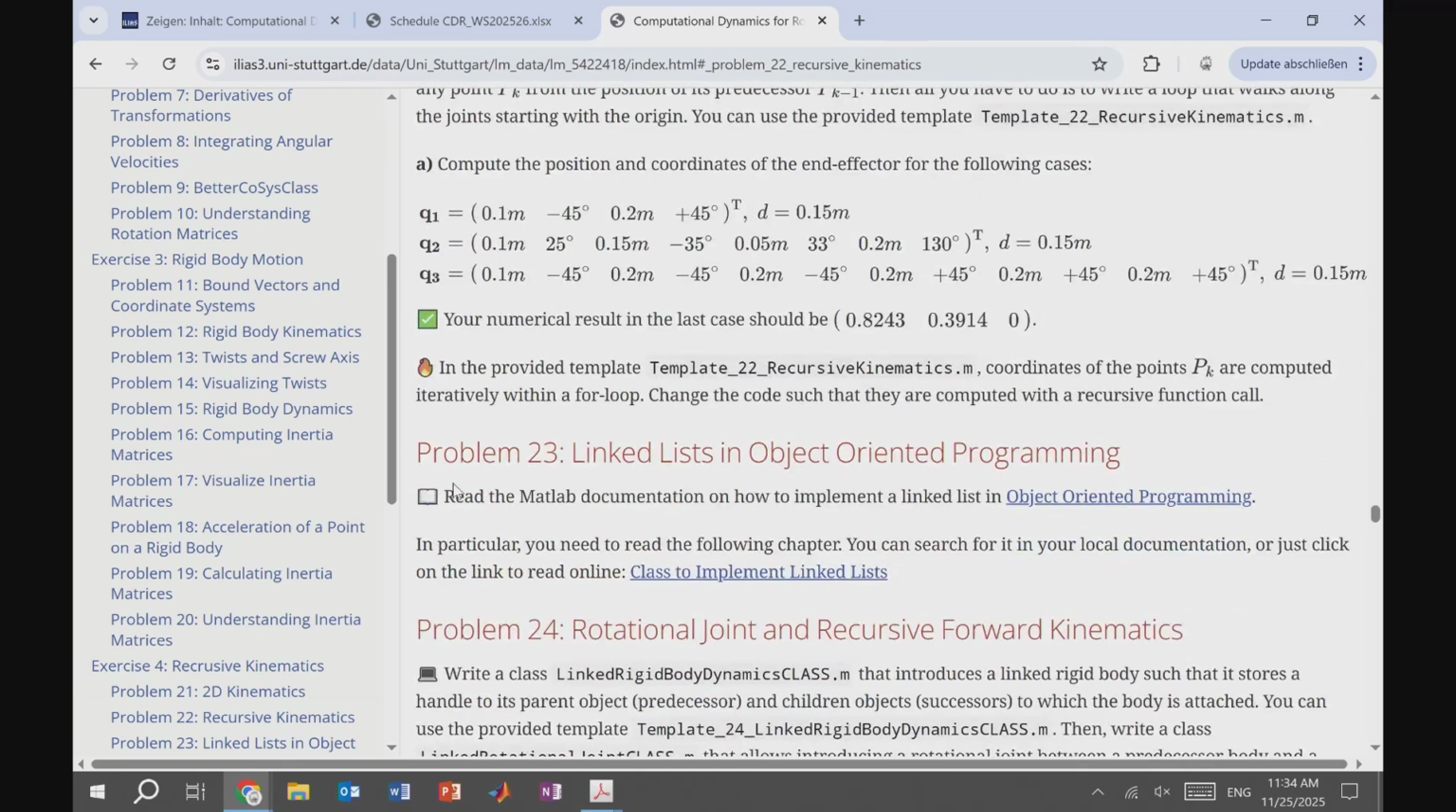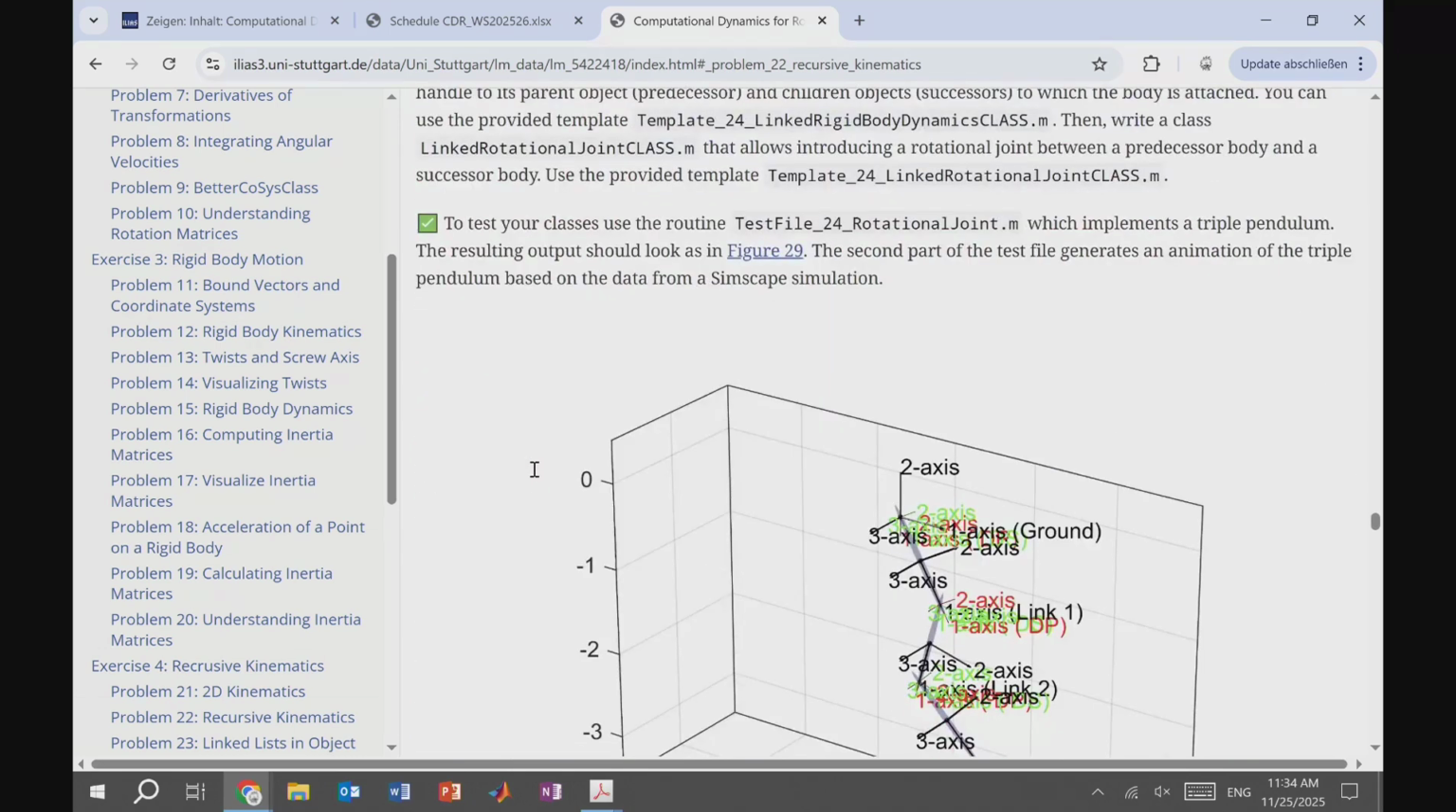Then problem 23 is a reading exercise. There's MATLAB documentation on how to do linked lists in object-oriented programming. Some of this we've already seen in class with a very simple example. This goes a little bit more into the details of how to do this in object-oriented programming. So, a reading exercise.